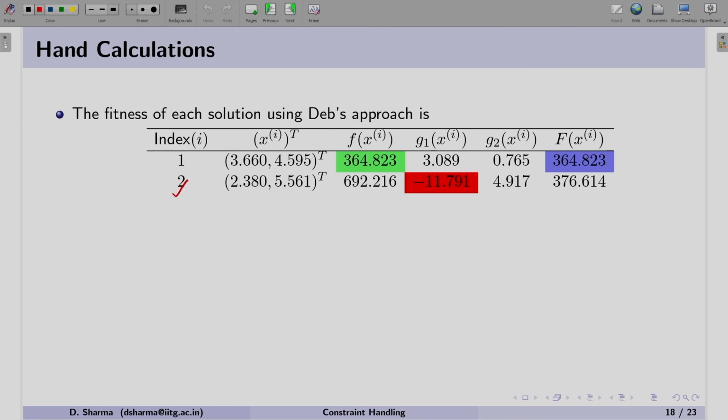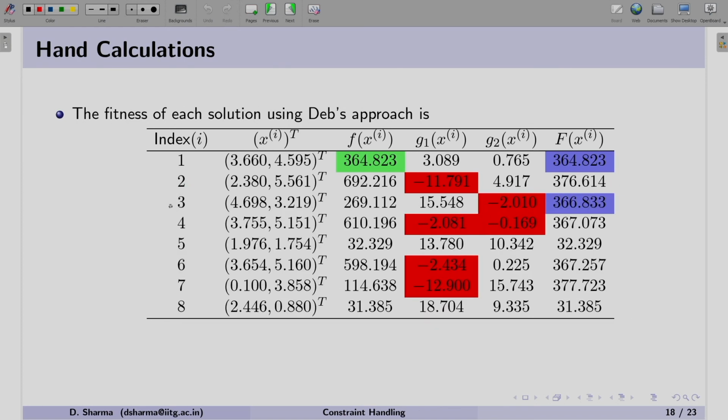For solution number 2, as we have seen, G1 is not satisfied, so it is an infeasible solution. So, this is going to be F max plus constraint violation. Similarly, we are getting G3, G4, 5, 6, 7 and 8. For all these solutions, wherever these are infeasible solutions, we are considering F max plus constraint violation, and when a solution is feasible, for example, solution number 5, 8, the fitness is the same as the objective function value.